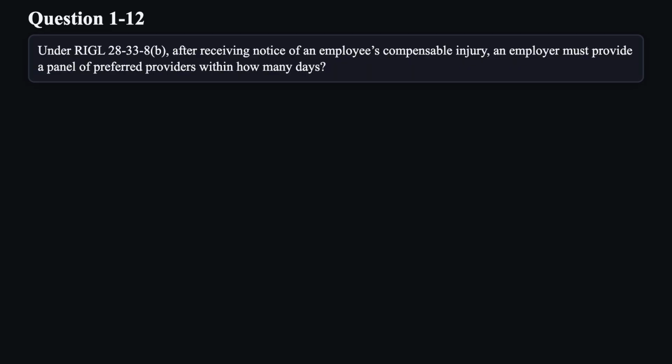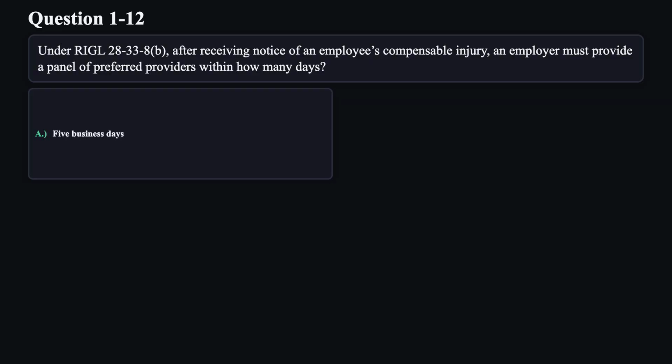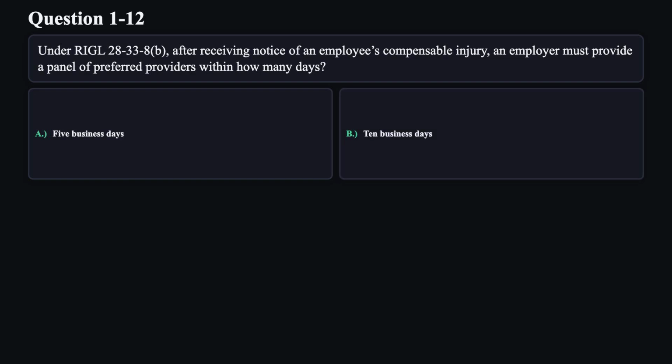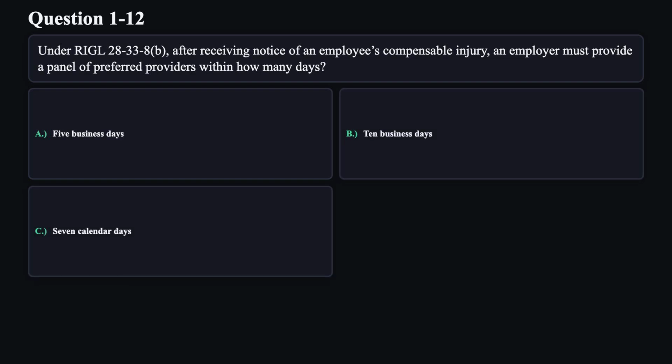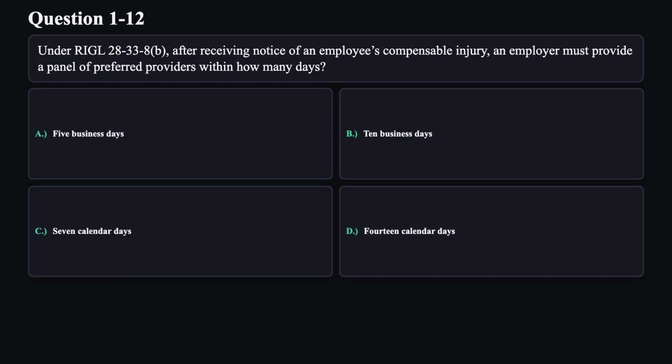Question 12. Under RIGL 28-33-8B, after receiving notice of an employee's compensable injury, an employer must provide a panel of preferred providers within how many days? A. 5 business days. B. 10 business days. C. 7 calendar days. D. 14 calendar days.